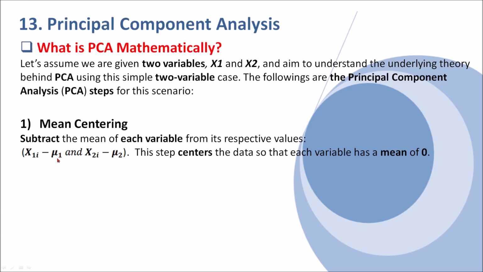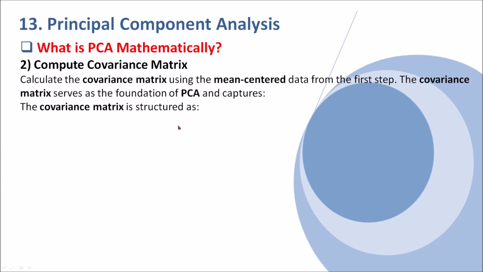Therefore, by using this operation, namely subtracting the mean of each variable from its respective values, we perform the mean centering process. This step centers the data so that each variable has a mean of 0. After this operation, we get 2 new features. They have a mean of 0. This is the first step.